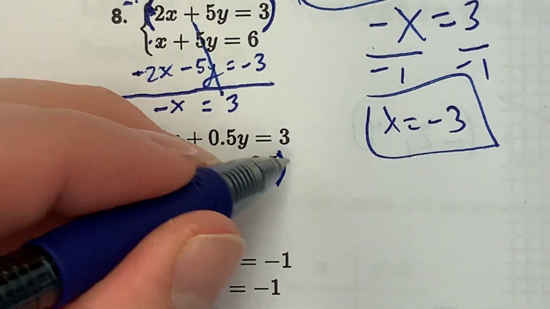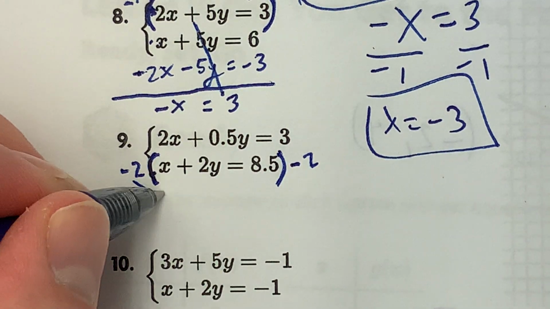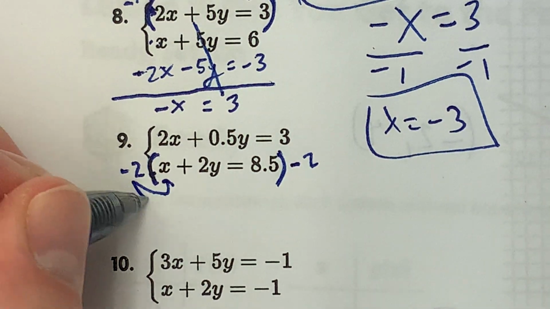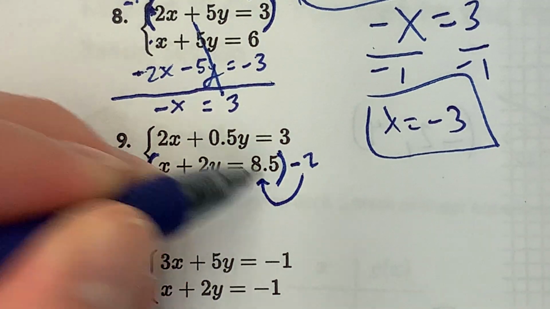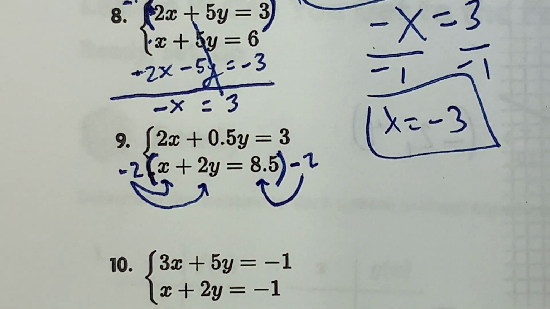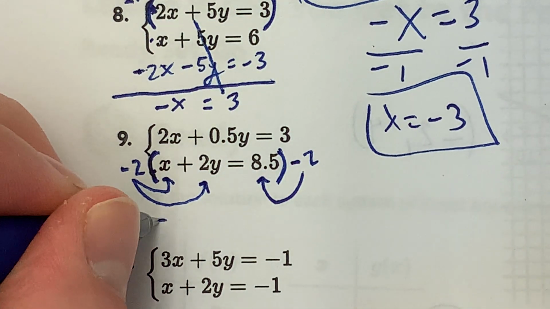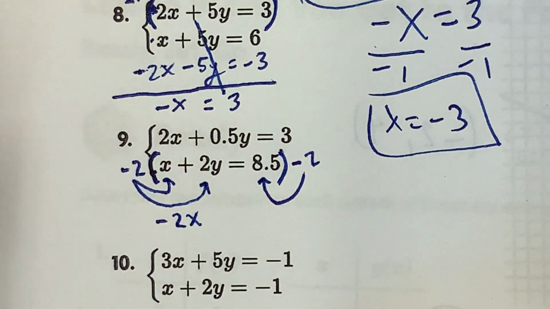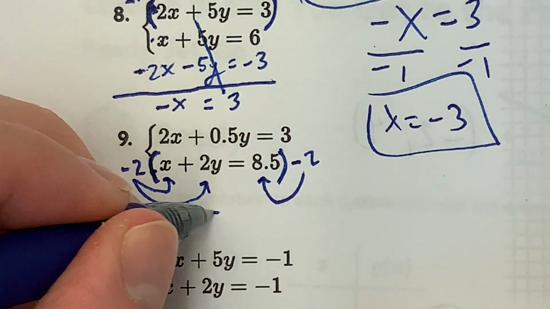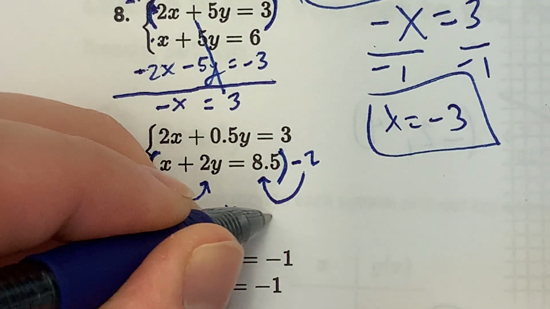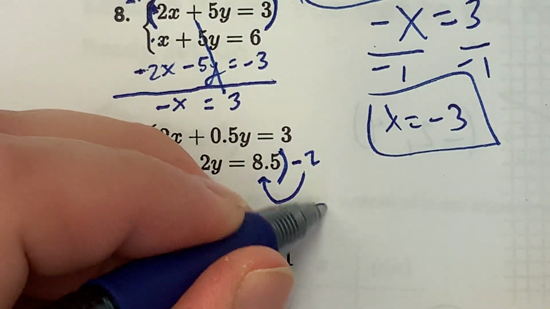So we're going to multiply a -2 times the bottom. So -2 times x, -2 times 2y, and -2 times 8.5. You're definitely going to need a calculator for this one. So -2 times x is -2x. -2 times 2y is -4y. And -2 times 8.5 is -17.